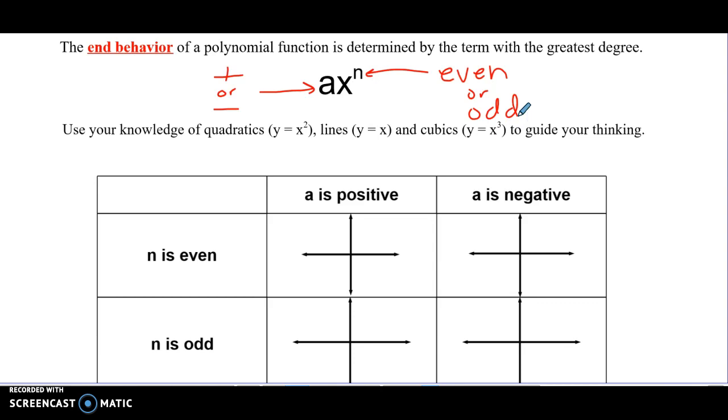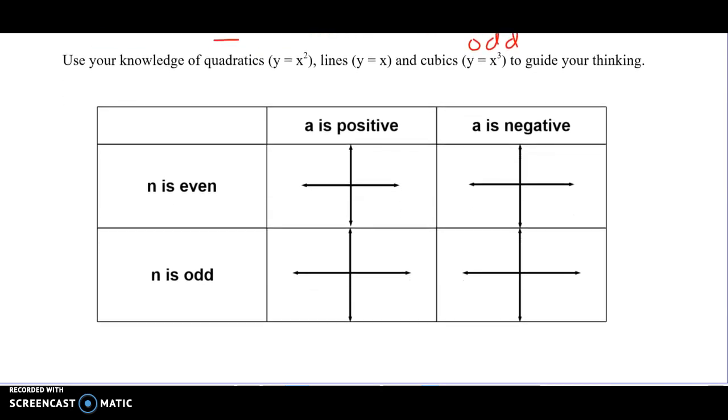Okay, so let's do our scenarios again one more time. If n is even, it's one of two: up or down. But if it's positive, it has to be up, which means this one is down.